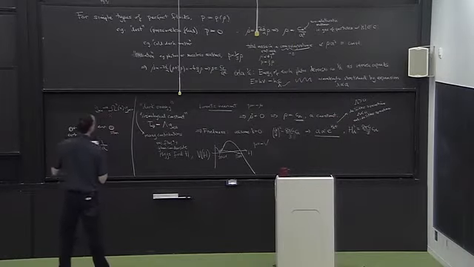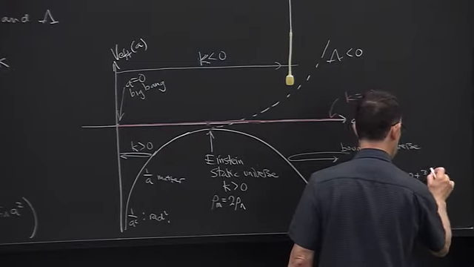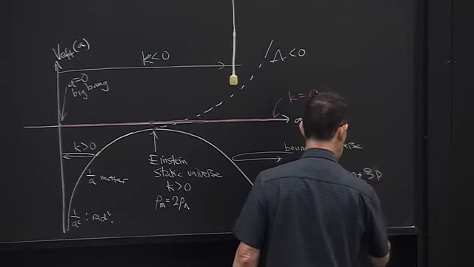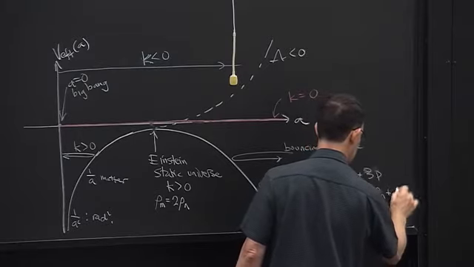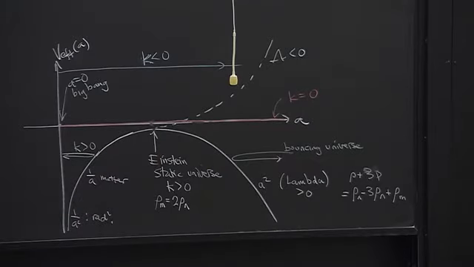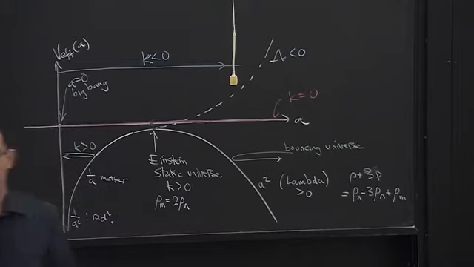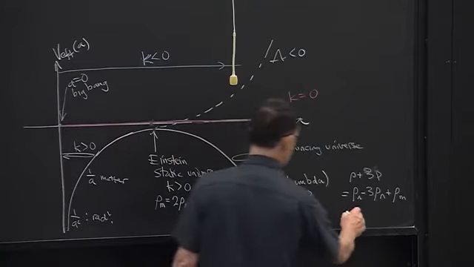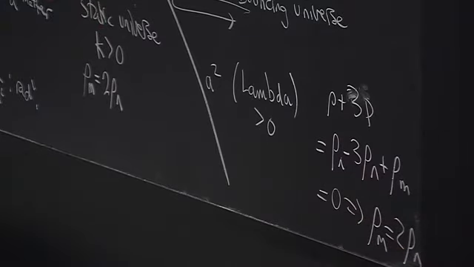You see, a double dot has to be 0. If you're sitting at the top here, a double dot is 0. So certainly rho plus 3p would be equal to rho lambda minus 3 rho lambda plus rho matter, right? Because p for lambda is minus rho lambda. When you have rho plus 3p, you just add the different components, okay? And this has to be 0. So rho matter is twice rho lambda.